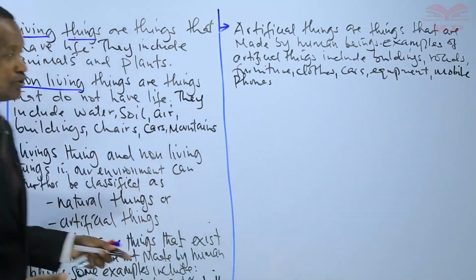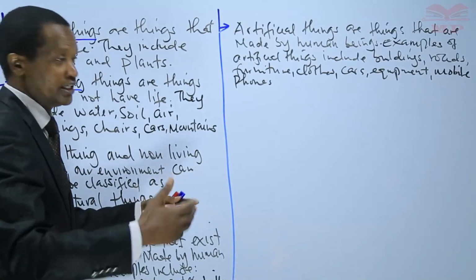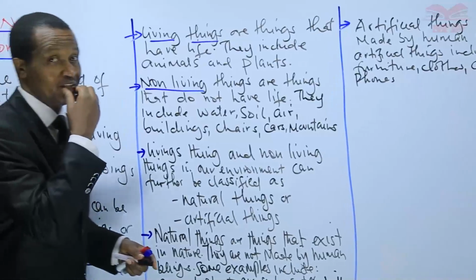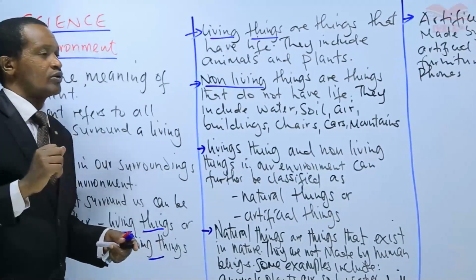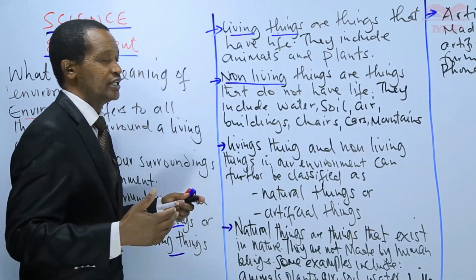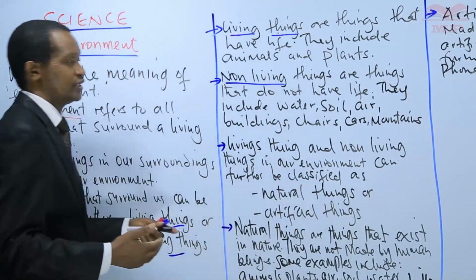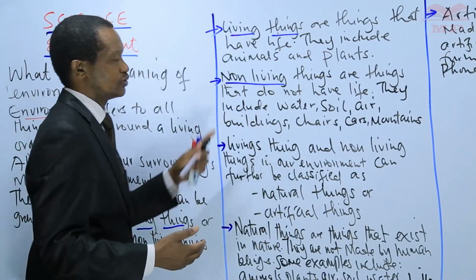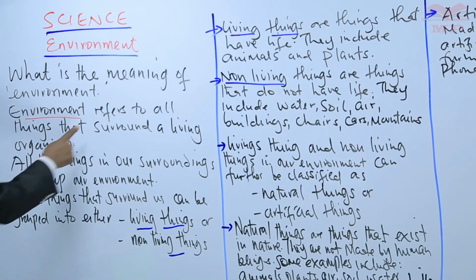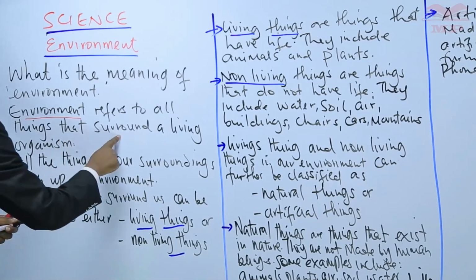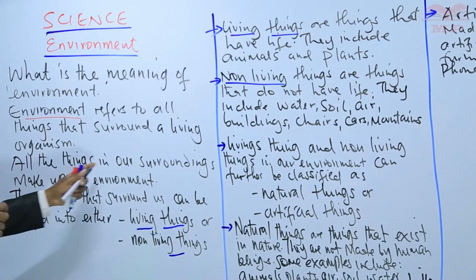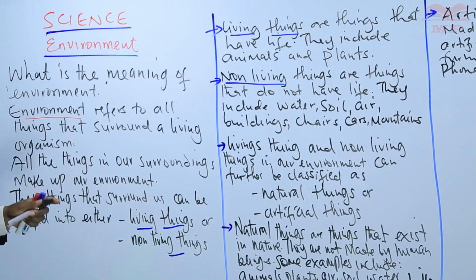So learners, that is the meaning of environment. We've defined environment, then we have listed things that exist in the environment. This is the first lesson under the topic, environment. We've come to the end of our today's lesson, where we defined the environment, then we gave examples of things that exist in the environment. We also gave the classifications of the things that exist in the environment. Learners, we say that environment refers to all things that surround a living organism. We also say that all things in our surroundings make up our environment.